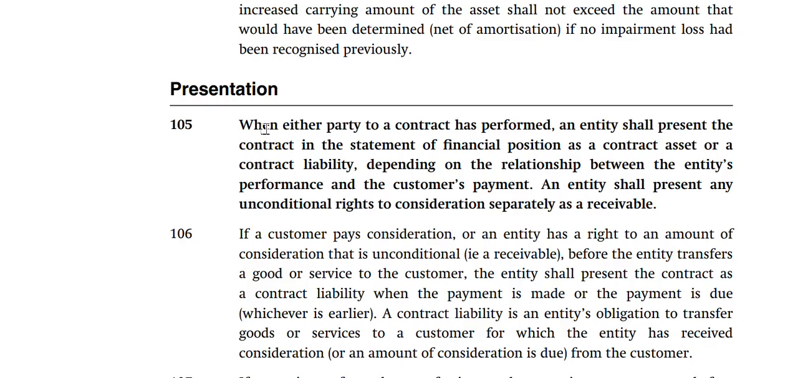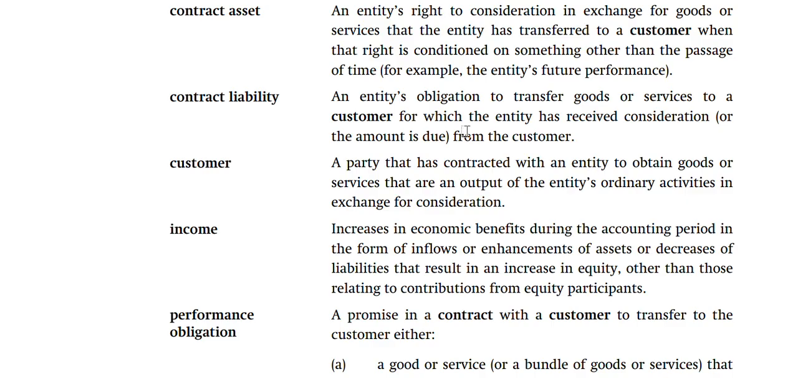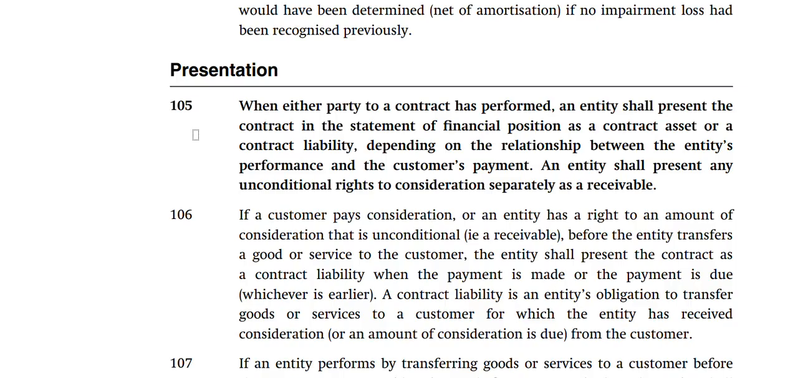So, when either party of a contract has performed, an entity shall present the contract in the statement of financial position as a contract asset or contract liability, depending on the relationship between the entity's performance and customer payments. An entity shall present any unconditional right to consideration separately as receivables.